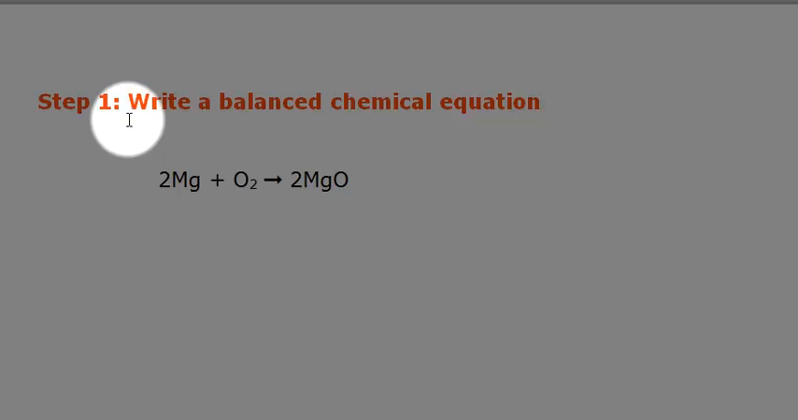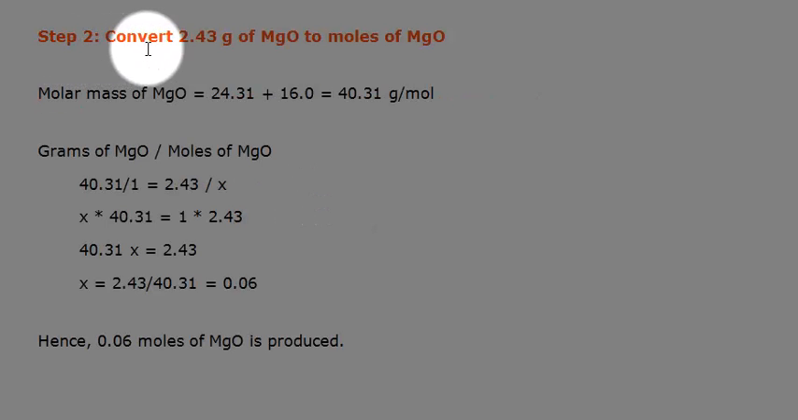Now step 1, write a balanced chemical equation. The balanced chemical equation is 2 moles of magnesium reacts with 1 mole of oxygen to produce 2 moles of magnesium oxide. Step 2. Convert 2.43 grams of magnesium oxide to moles of magnesium oxide.